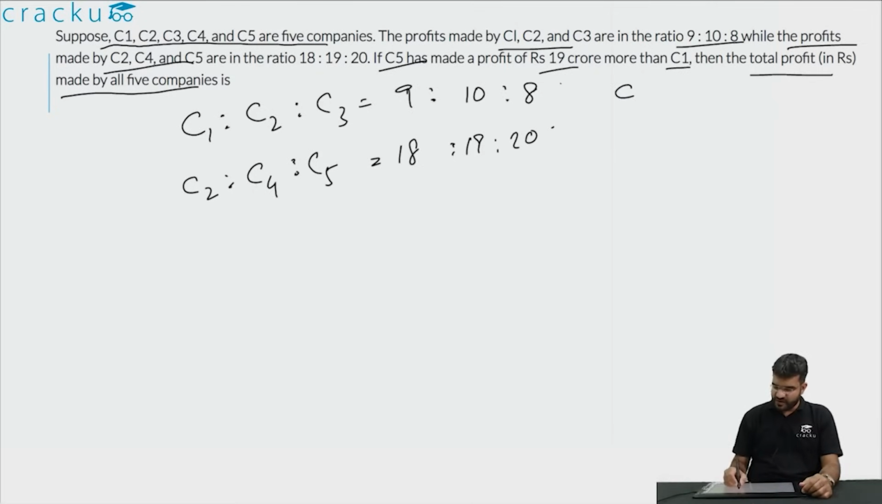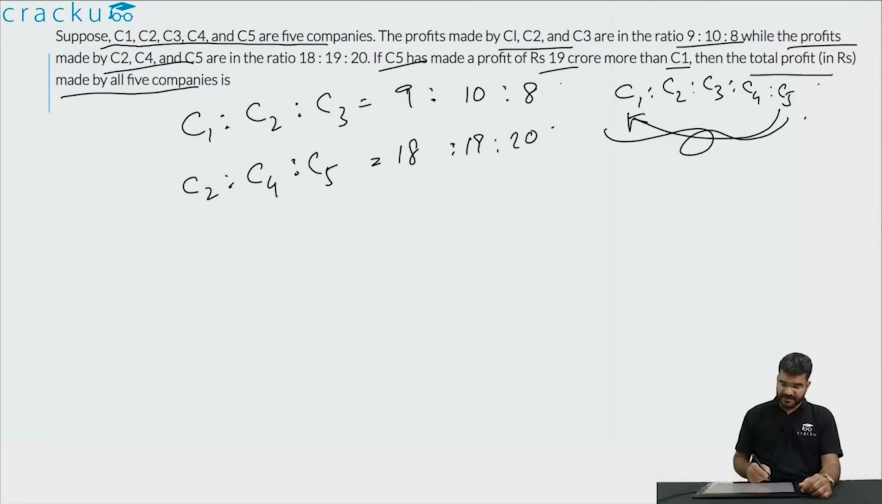So to solve this, we first need the common ratio. What is C1 is to C2 is to C3 is to C4 is to C5? Once we have the common ratio, then we can equate the profits made by C1 and the profits made by C5 and calculate the exact profits made by all the 5 companies. Now in this case, C2 is the common term. That is, 10 and 18 in the first and second ratios have to be equated. We know that the LCM of 10 and 18 is 90.